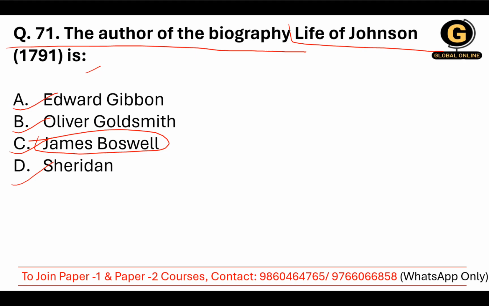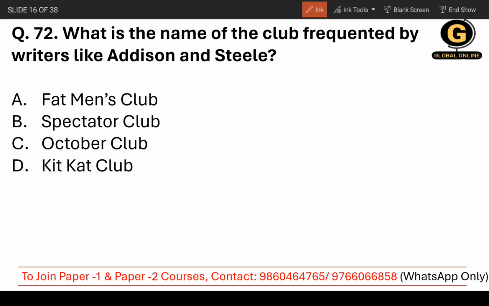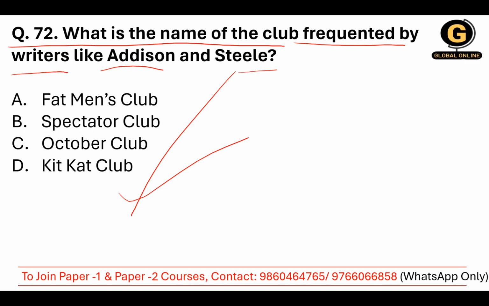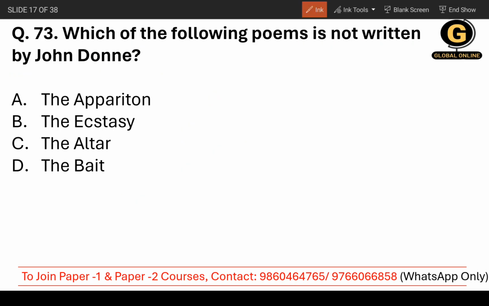Okay. Moving on to question number 72. What is the name of the club frequented by writers like Addison and Steele? This question has been dropped by the UGC or Maharashtra State, basically. I need to tell you, so we cannot discuss this question. Okay. Moving on to question number 73.